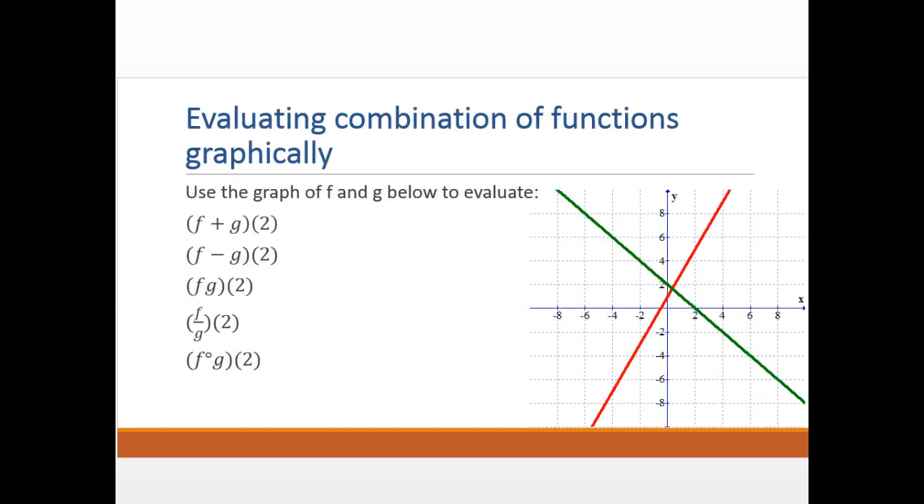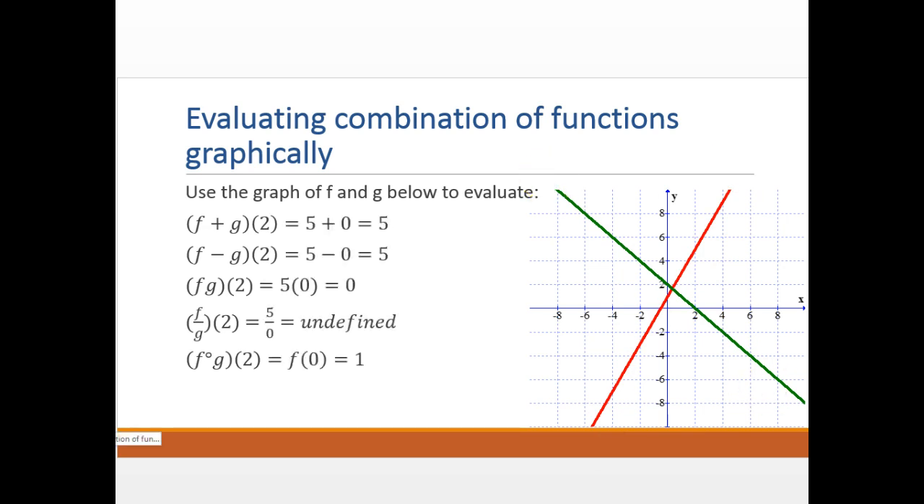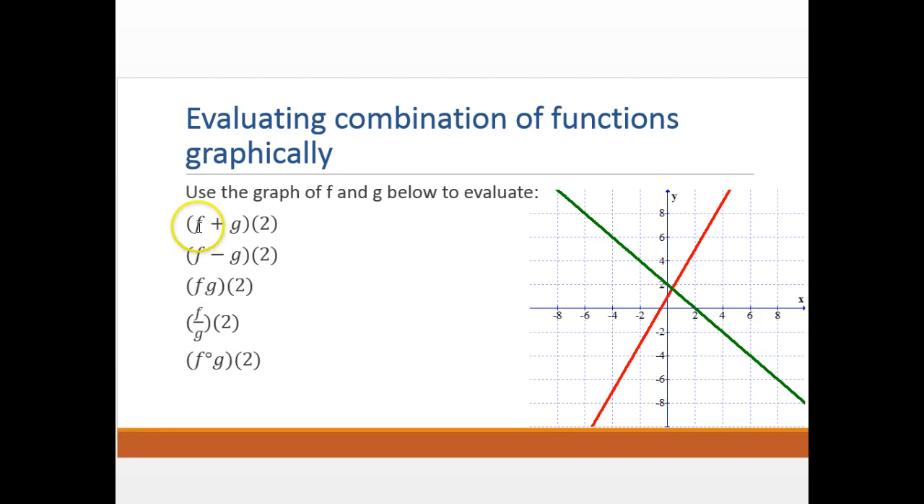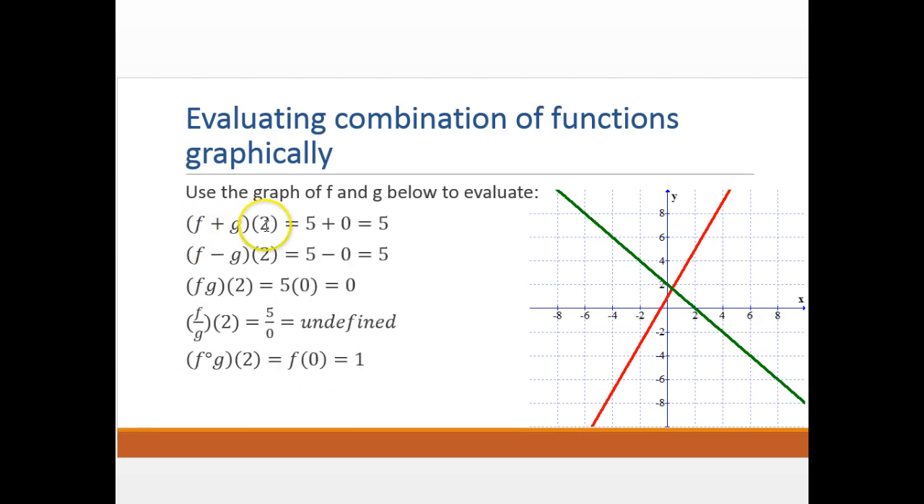We can also evaluate combinations of functions graphically. Here, I'm given this red line is my f, the green line is our g. And I want to find f plus g of 2. f of 2 is 5. g of 2 is 0, so 5 plus 0 is 5. f minus g of 2 is 5 minus 0, which is 5. f times g of 2 is 5 times 0, which is 0. f divided by g of 2 is 5 divided by 0, which is undefined.